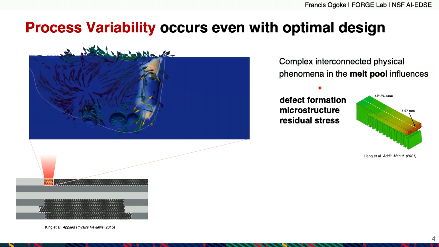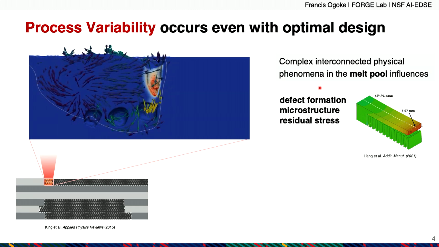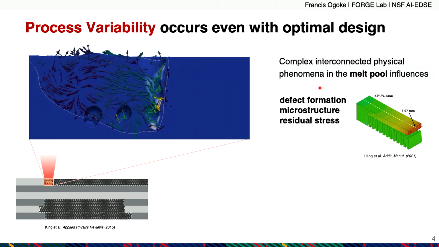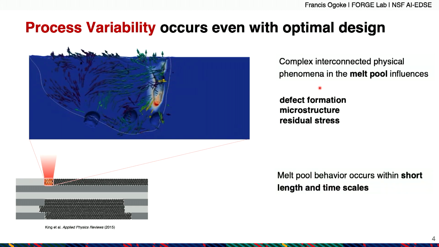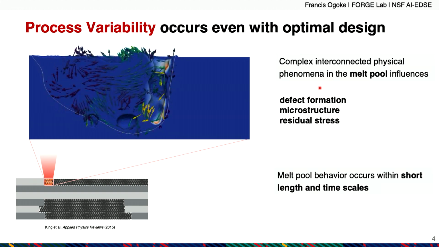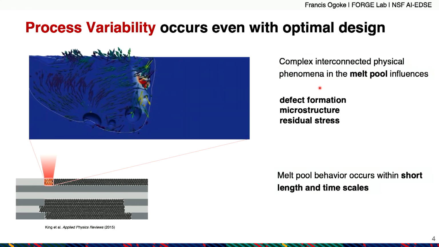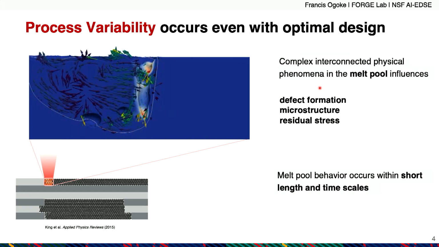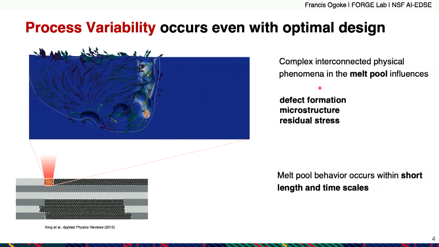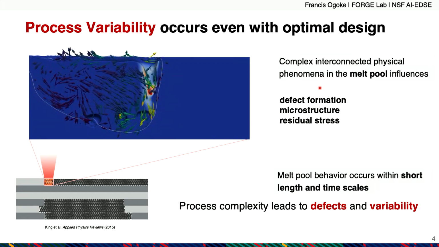So it's really important to be able to model this accurately, but it's also challenging because this is at such a small length and time scale. It's micron scale in length and microsecond scale in time. It's really hard to model this and have a good idea of what's happening here just from first principles. So again, I have this complexity leading to defects and variability.